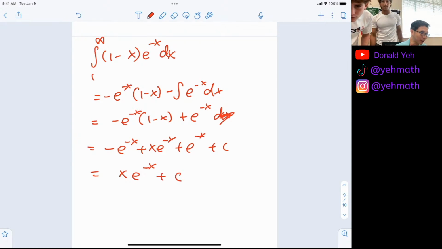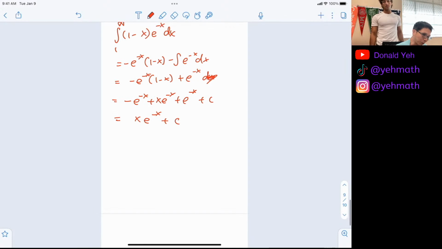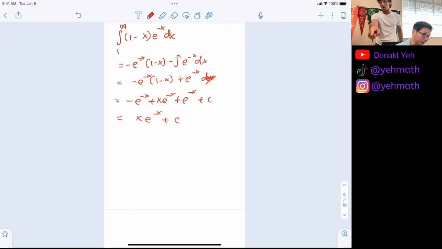Okay, so that will be an integration of that. Now what we're going to do is change the boundary. We're going to say the boundary between 1 to b.